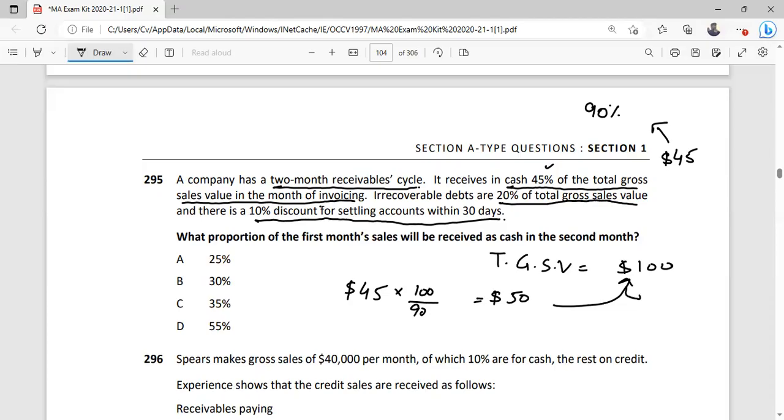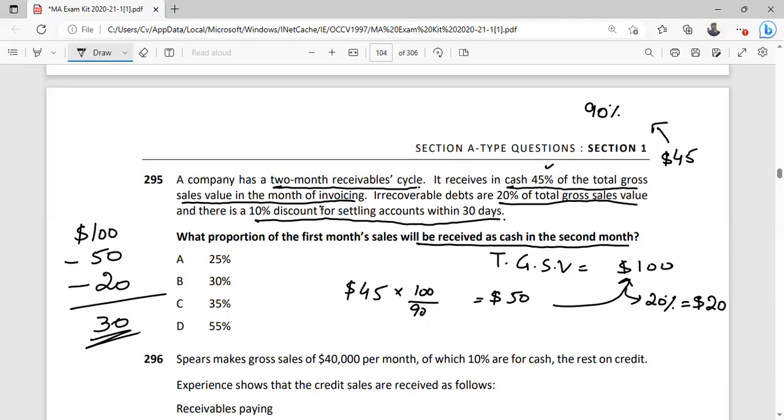Now he says that your bad debt is 20%. So 20% of $100 is what? It is $20. What next? What is the remaining, received as cash in the second month? 100 minus 50 minus 20. So the 30 is receivable. We can calculate 30 by 100 into 100, 30%. B is the right answer. Any question? Okay.